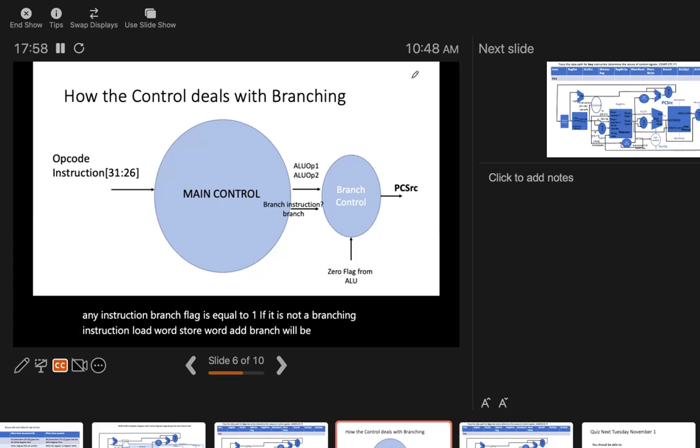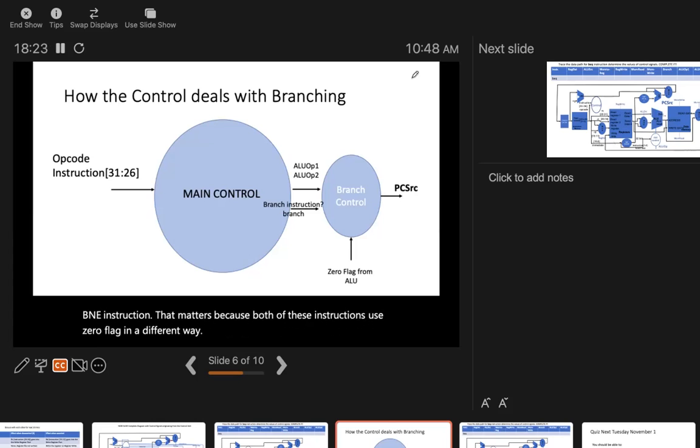Additionally, main control sends to the branch control 2 more signals, ALU op1 and ALU op2. When ALU op1 and ALU op2 are 0 and 1, then that means it's a BEQ instruction. However, if it is 1, 1, then that means it's a BNE instruction. That matters because both of these instructions use the 0 flag in a different way.